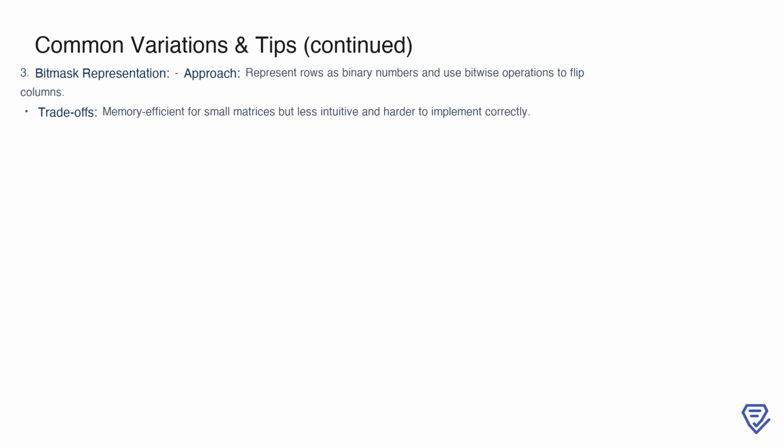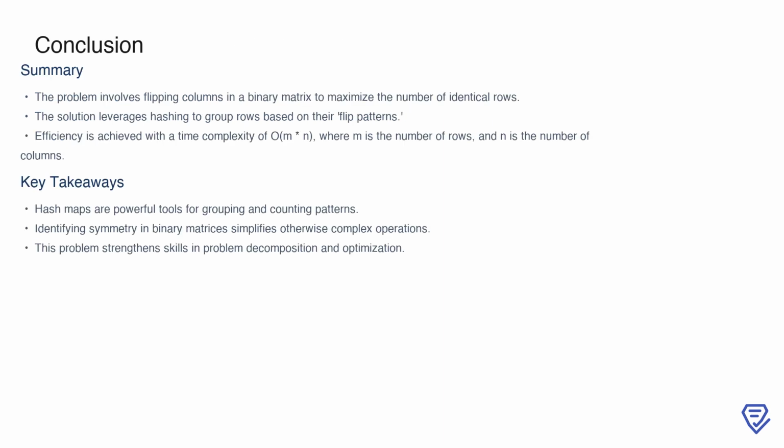To summarize, we solved the problem by leveraging hash maps to group rows based on their flipping patterns, achieving an efficient solution. Key takeaways include understanding symmetry in binary matrices and mastering the use of hash maps for pattern grouping.